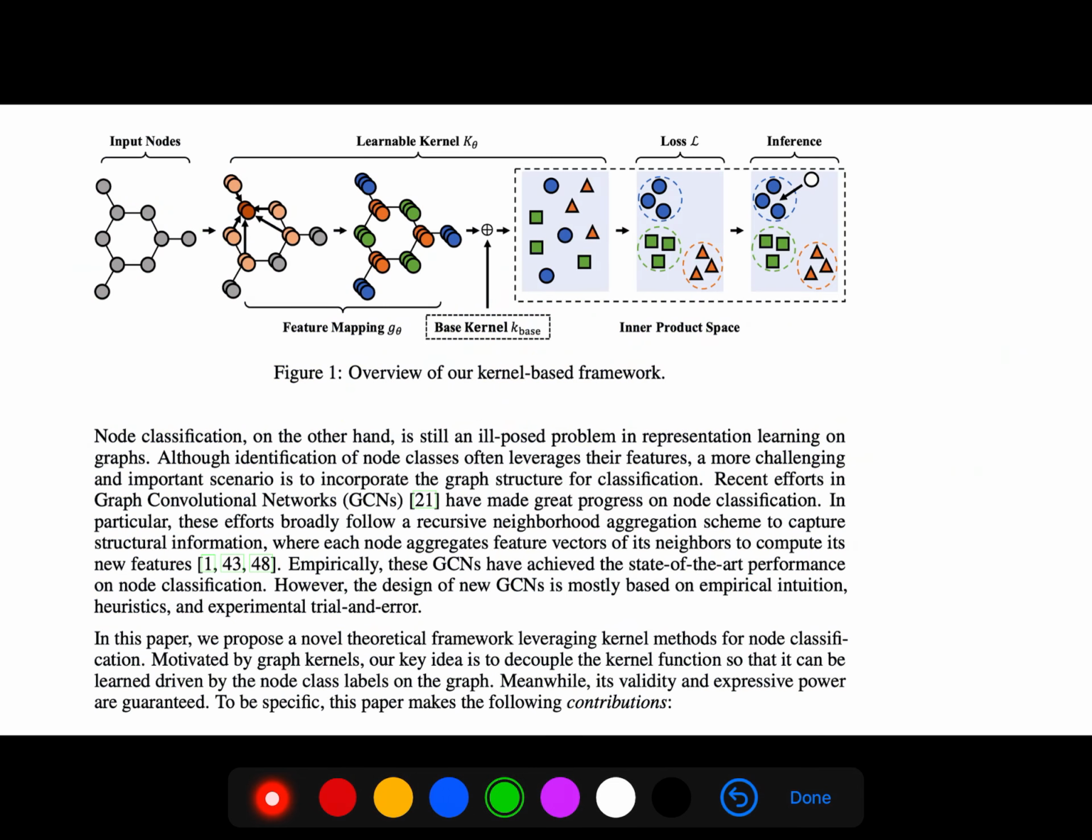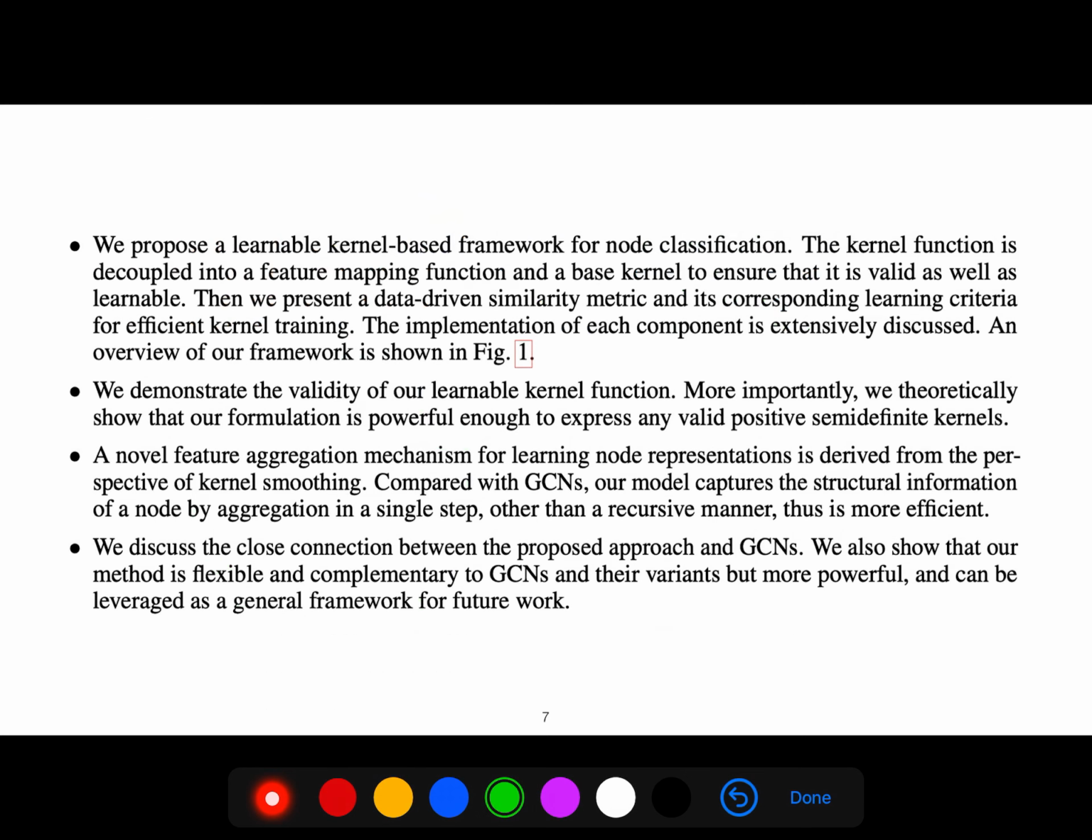This is an overview of the kernel-based framework. You have some learnable kernel, and then we create the loss, and the inference is different. Node classification is ill-posed, so let's see why. We propose a learnable kernel-based framework for node classification.